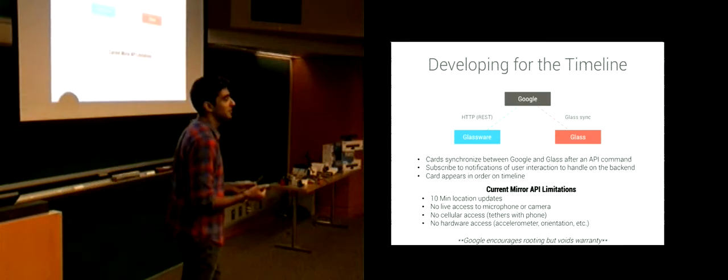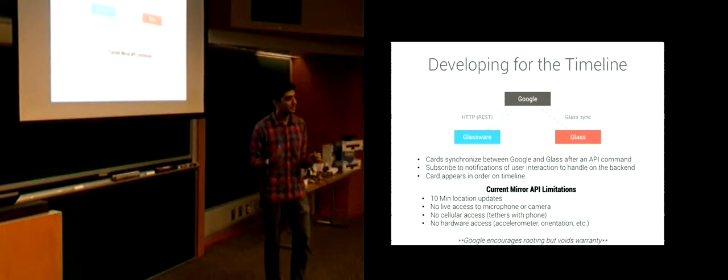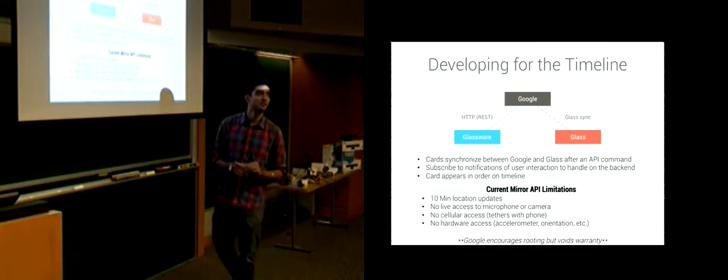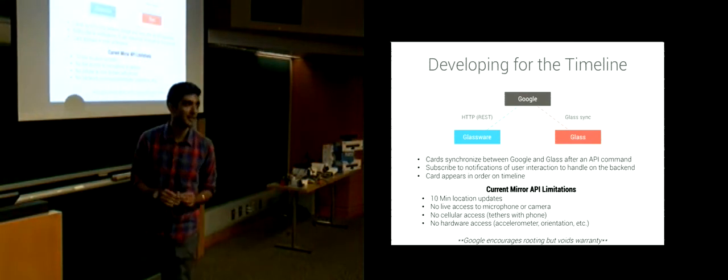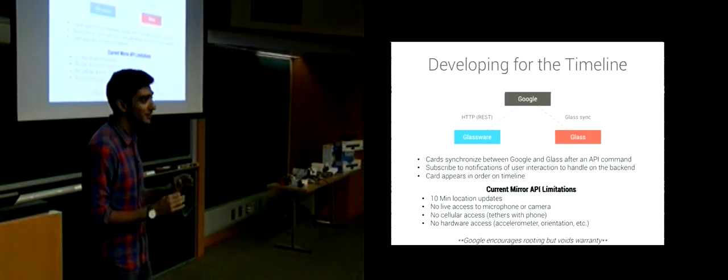Well, we have limitations. There's 10-minute location updates because Google doesn't want to sync this all the way down all the time because the battery will die. There's no live access, no microphone or camera. There's no cellular access. There's no hardware access, right? It's a web app. It's essentially a notification center, and that's how you interact with it officially right now.